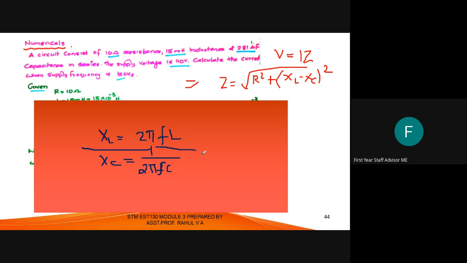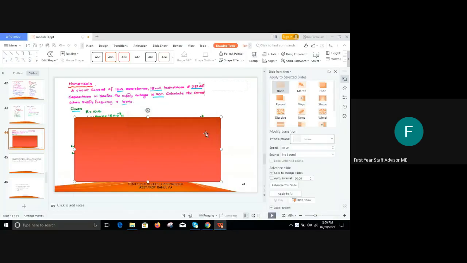Anyone with XL and XC value? XL XC value आपने कितना?